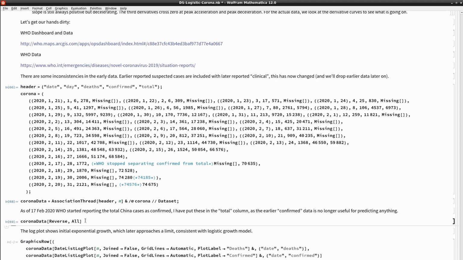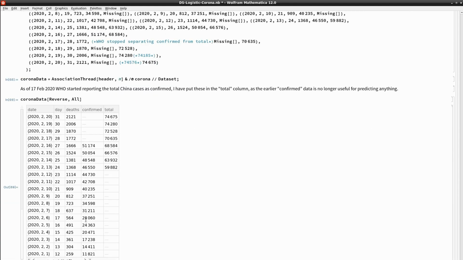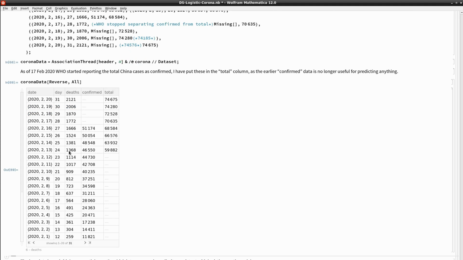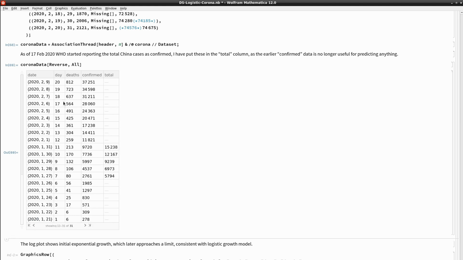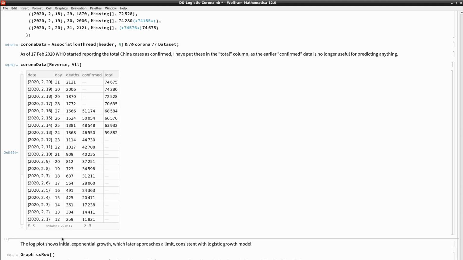We can study it, we can look at it, we see the data table in a normal data set. And I point out that starting with the 17th, the WHO reports the cases as total cases, no longer as confirmed. So confirmed has become total. All right, this is the data table that we have, and this is the data that we're going to use in our first analysis.